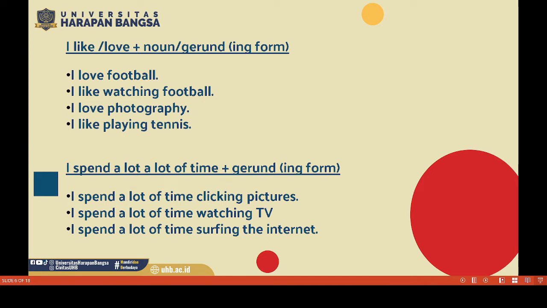Now let's see another example on how to answer your hobby or your interest. We have, I spend a lot of time plus gerund. Okay, remember, if you want to use spend a lot of time, then please use gerund. So there is no noun there. Alright, it's only gerund. For example, I spend a lot of time clicking pictures. So click is verb and you put ing, it is going to be the gerund. I spend a lot of time watching TV. Watching is the gerund. I spend a lot of time surfing the internet. So surfing is the gerund.